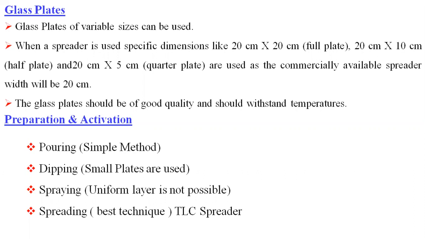Now with a slurry of the stationary phase and glass plates, we are coating the stationary phase material onto the glass plate. For that we have different methods: the pouring method, dipping method, spraying method, and spreading method. Among these four, the best and good quality technique is the spreading method. In the spreading method, we use a TLC spreader. We will discuss all these in detail.